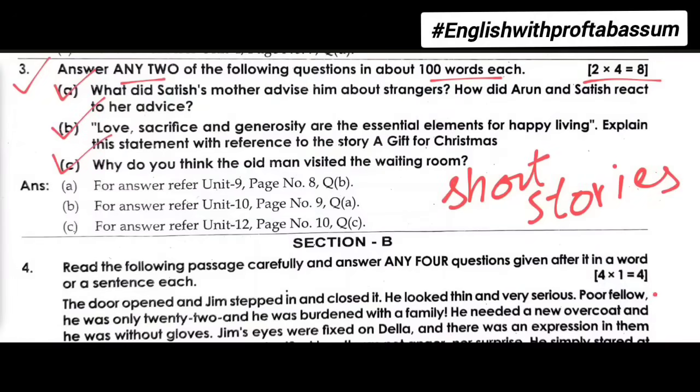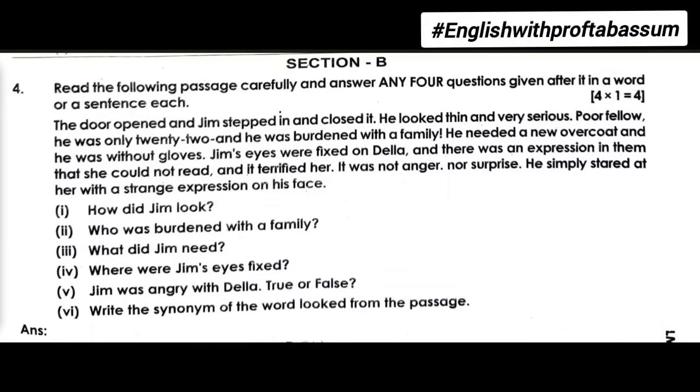Now moving on to section B. Section B in total carries 16 marks. So in this section you will get question number 4, 5, 6 and 7 for 4 marks each. So first is question number 4. In question number 4 you will get passages from all the short stories, that is Gift for Christmas, Doctor's Word and An Interview. So any one passage from all these stories you will get.